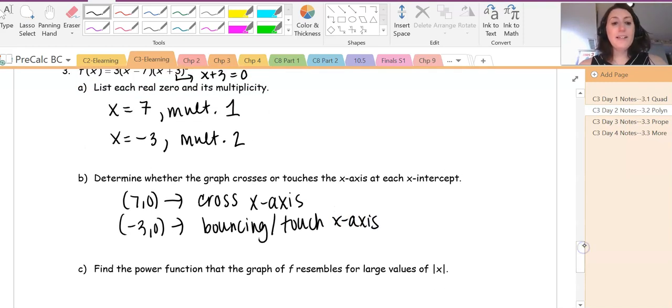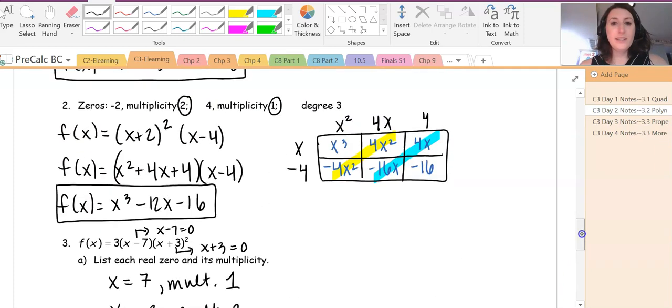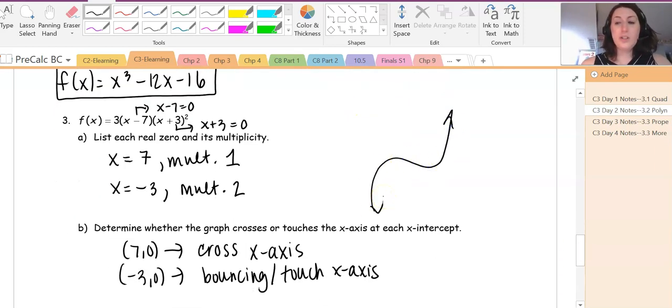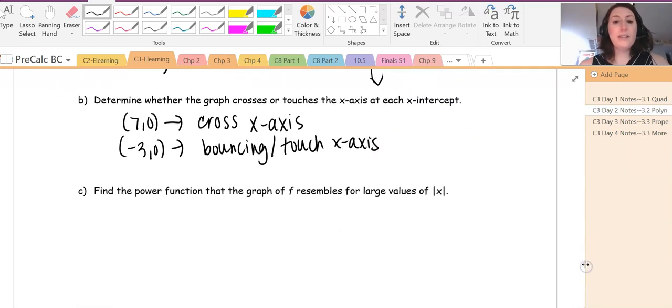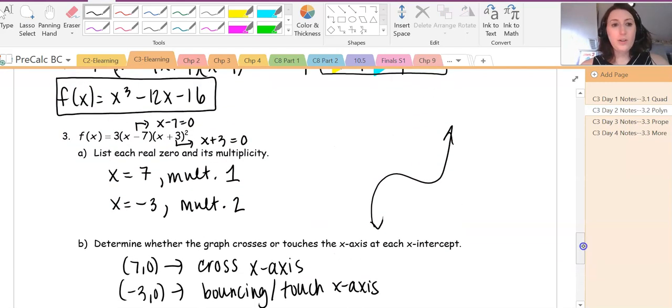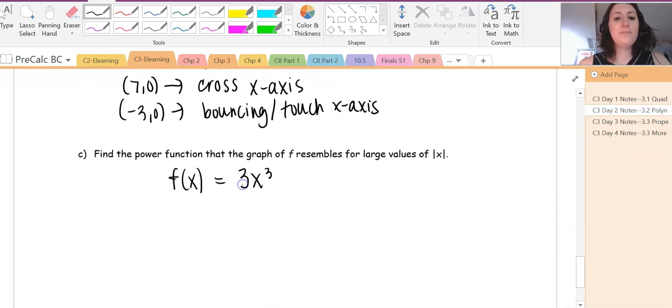All right, and finally, find the power function that the graph of f resembles for large values of absolute value of x. This is just a fancy way of asking what this graph is going to look like. I kind of already answered it for you. I said that this was going to be a degree 3, which is a cubic. So what I'm looking for is f of x equals x cubed, but generally your book also wants the coefficient, because the coefficient tells us that we have a stretch here, which is going to change the shape of this graph. So we would want 3x cubed. Basically this is the most general form of the graph without any of the shifts that are actually going on in this situation.